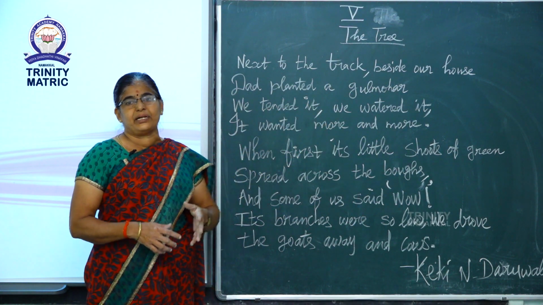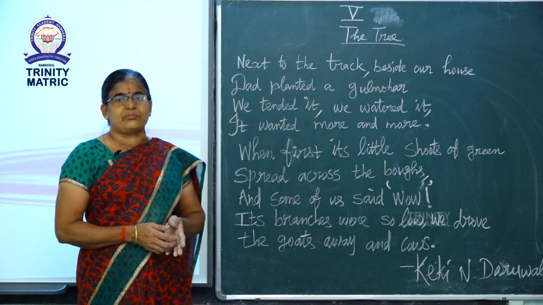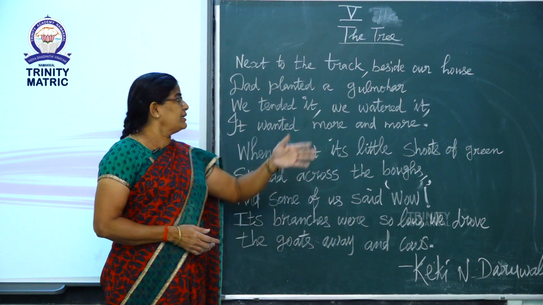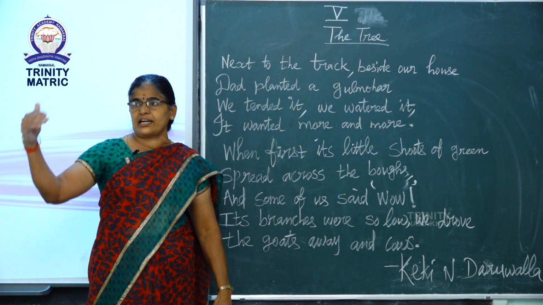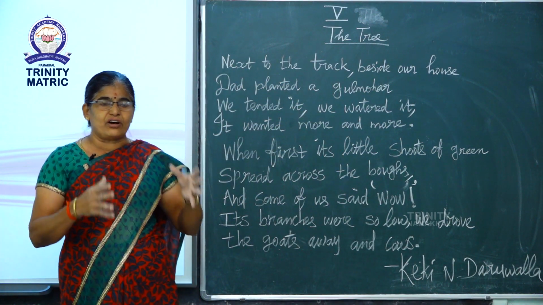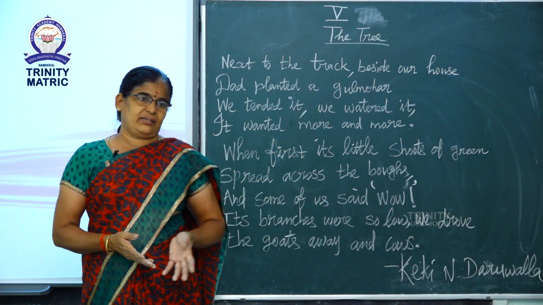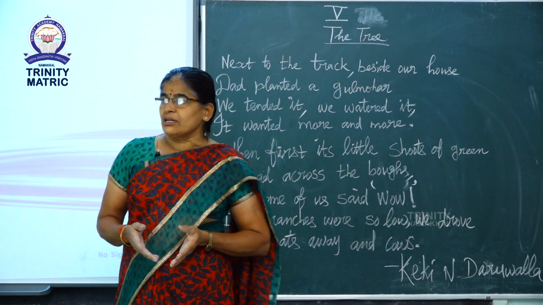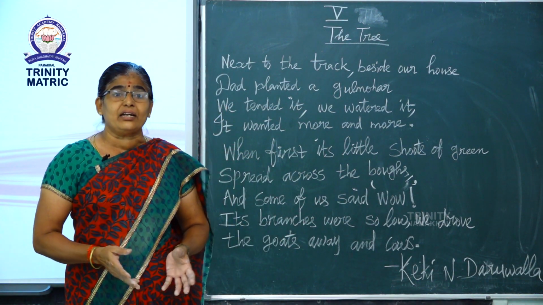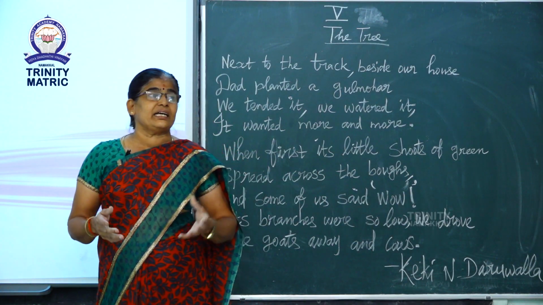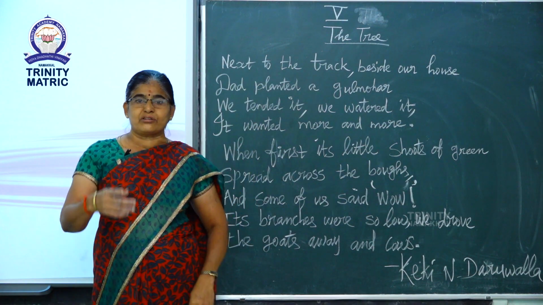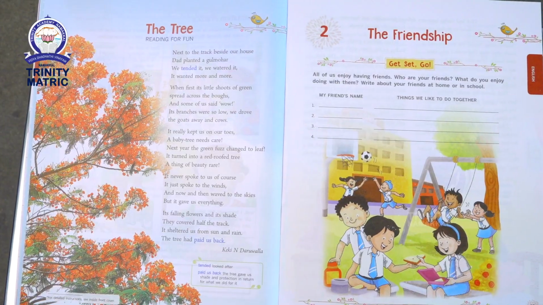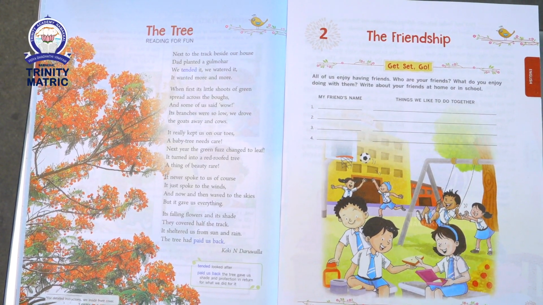Do you understand the meaning? Track means, what is the meaning for track? Path. Track means path. Beside means at the side. At the side of their house, their father, Dad means daddy, planted a gulmohar tree. What tree? Gulmohar. A tree with red roofed flowers. Here you can see, I have shown you that picture. You can see the tree is full of flowers only.